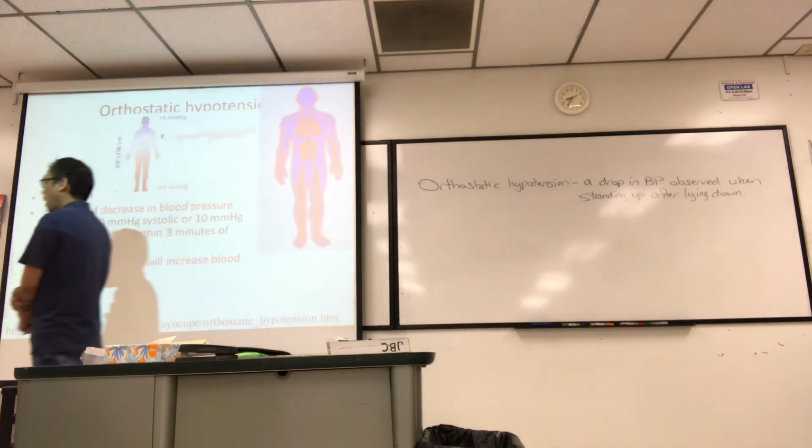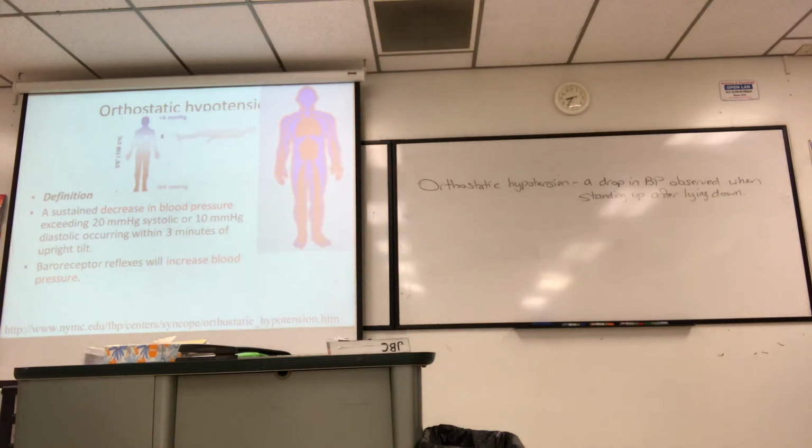The proper way to do this is not just to lie down and stand up. They put the subject on a table that tilts, so you literally don't have to do anything, and just by tilting the table you see the effect. But of course we don't have that, so you just have to lie down and stand up. That's good enough for us.